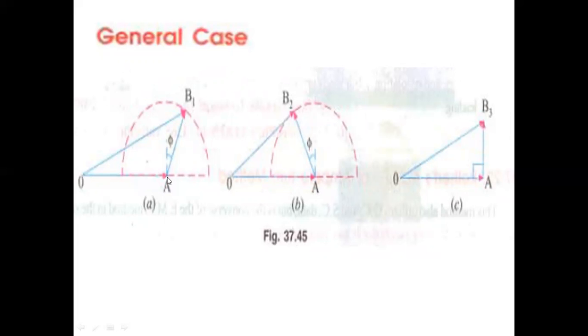Then AB1 represents the full load short circuit field ampere turns. These are drawn at 90 degrees plus an extra angle phi, that is 90 plus phi, for lagging PF. This is lagging PF. Totally, the ampere turns are given by OB1.